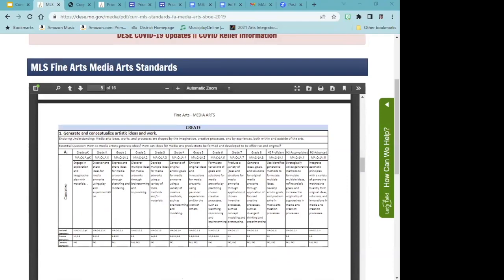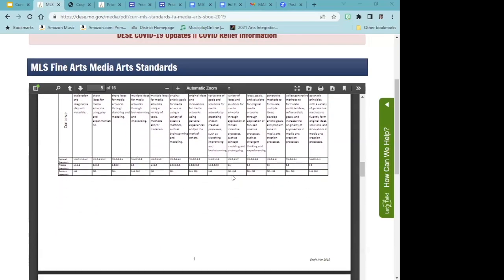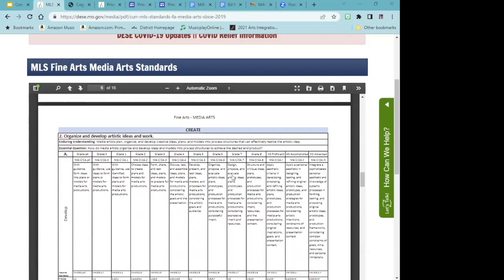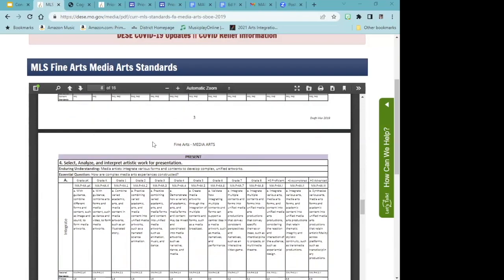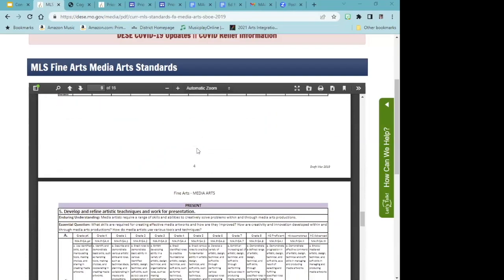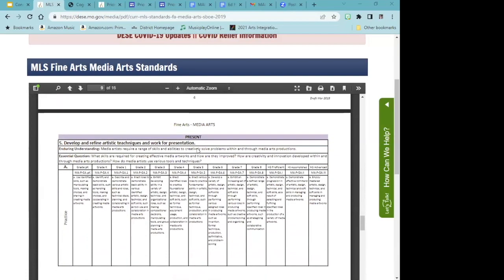Okay, so let's go to 6th through 8th grade, anywhere in there. And we have conceive. These are great ideas. Organize and develop artistic work, ideas and work. Refine and complete artistic work. Select, analyze, interpret. Develop and refine artistic technique and work for presentation. Well, we've got that develop word.